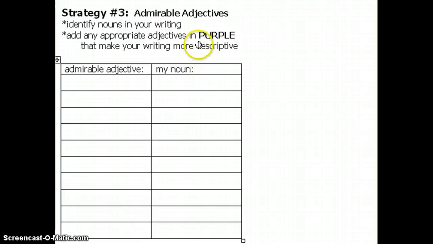The next strategy, using purple, we're going to go through and identify some nouns. And so, crusade, sword, village. Okay, and you're just going to list a bunch of nouns that you used in your writing. Make sure these are not pronouns and these are not proper nouns, but just regular old everyday nouns. And then what you can do is see, are there ways to put some adjectives in front of these nouns to make them more descriptive.